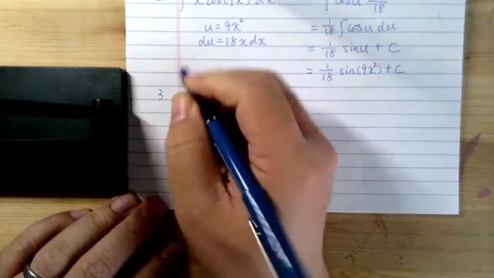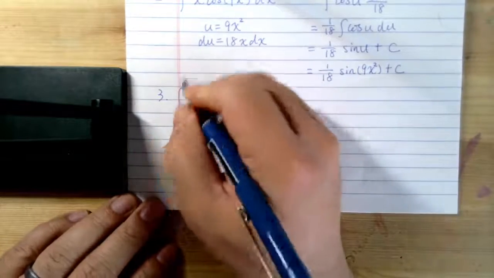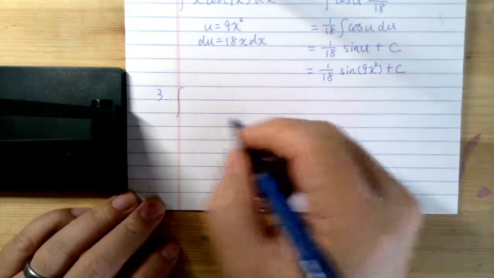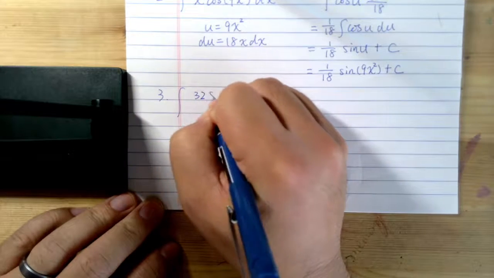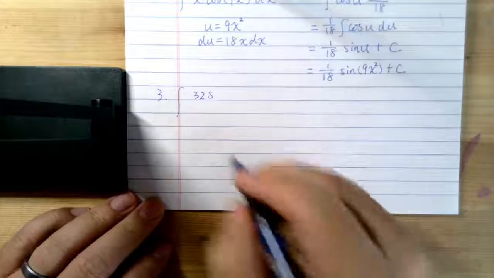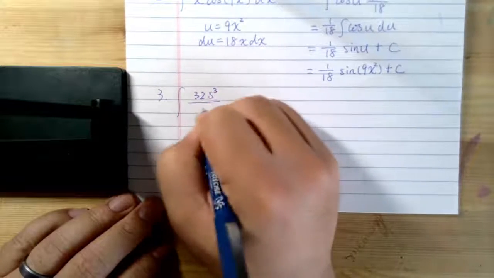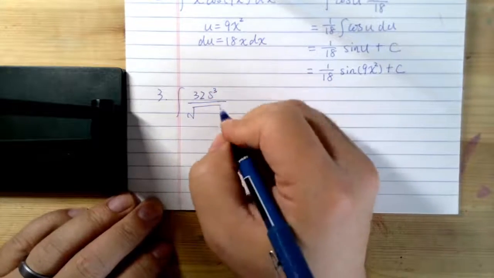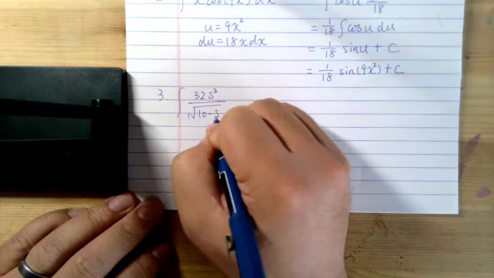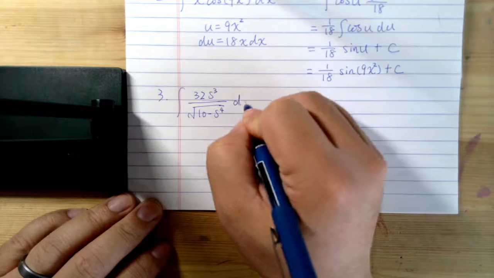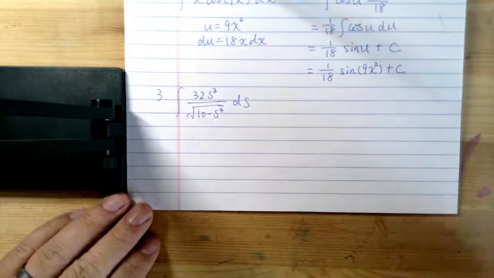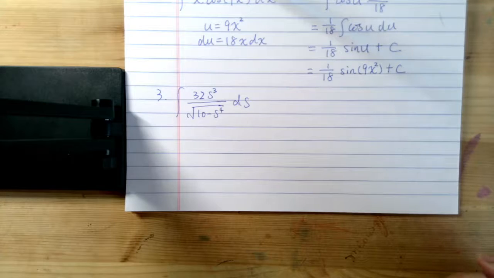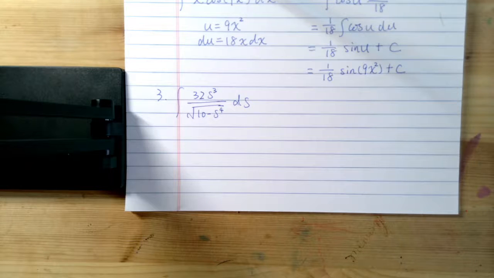Okay, so now let's look at another one. Third one. So the problem is the integral of 32s cubed over the square root of 10 minus s to the power 4, ds. So this is another problem that you can take a look at.